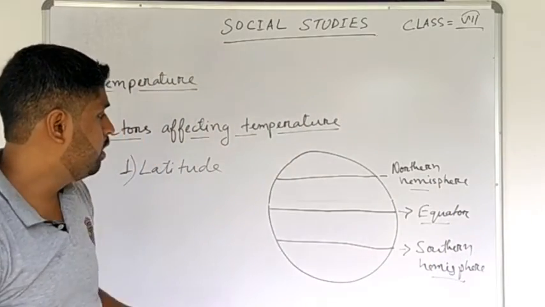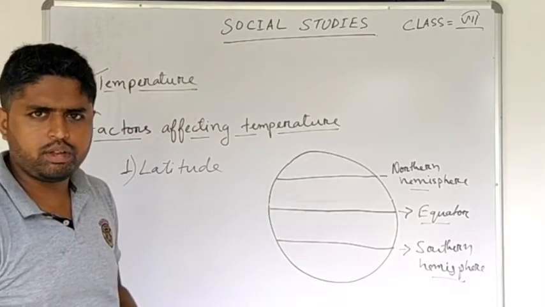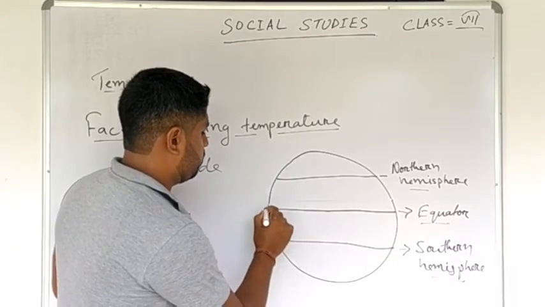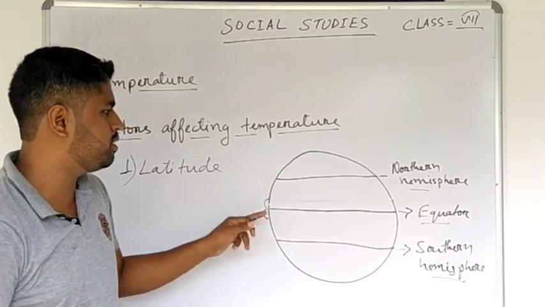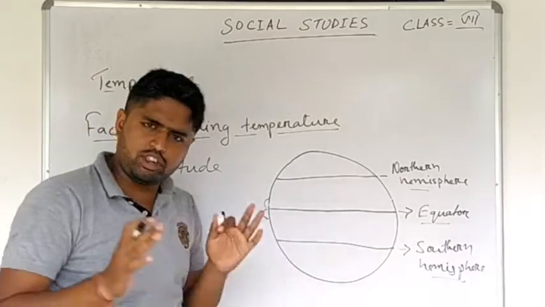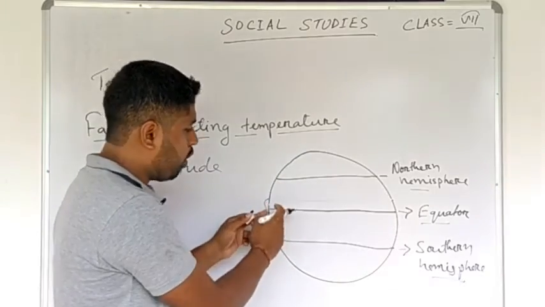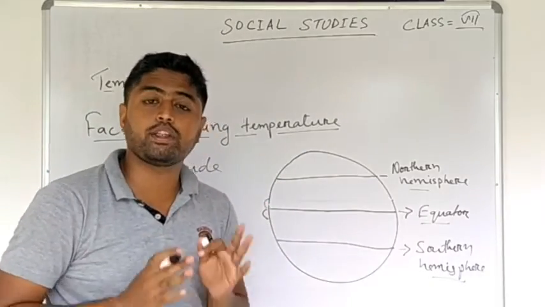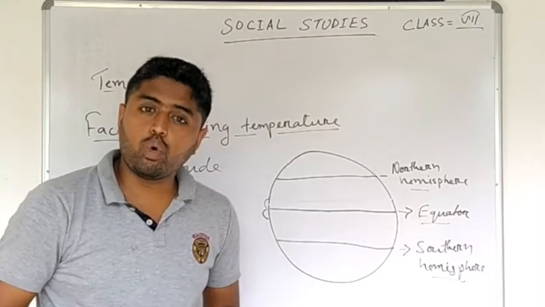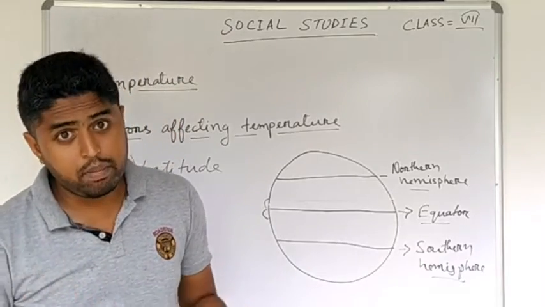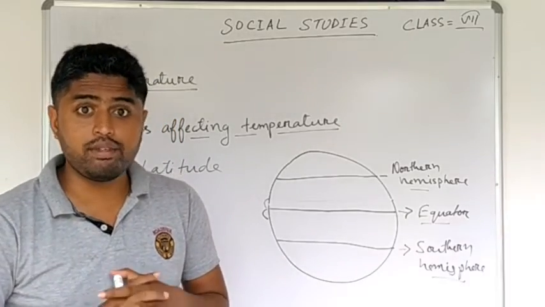Here, the temperature always remains very hot at the equator and consequently up to 10 degrees towards both the northern hemisphere and the southern hemisphere. The equator is situated at 0 degrees. Whenever you move towards 10 degrees northern hemisphere or 10 degrees southern hemisphere, the temperature is extremely hot. It goes beyond 40 degrees Celsius and sometimes more than 45 degrees Celsius. That means it is extremely hot.